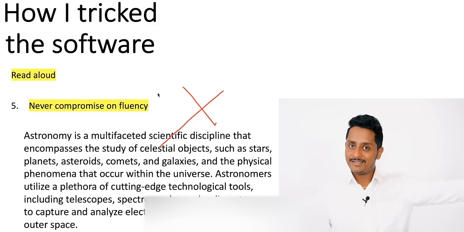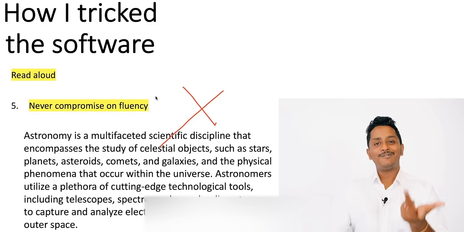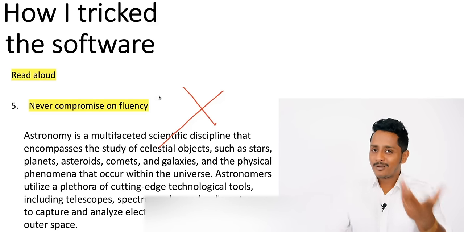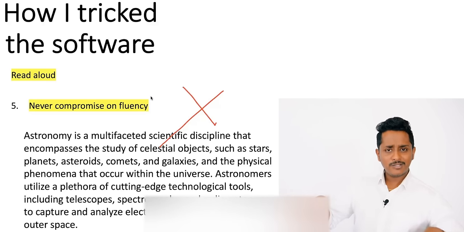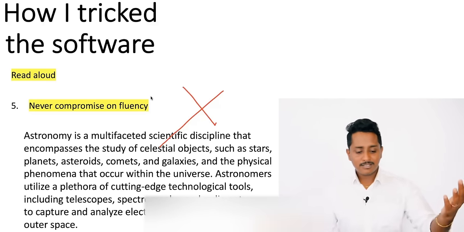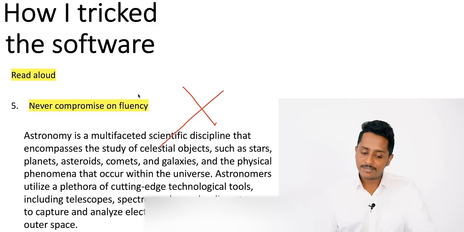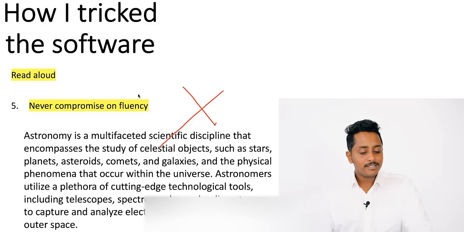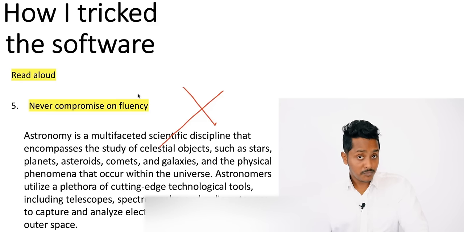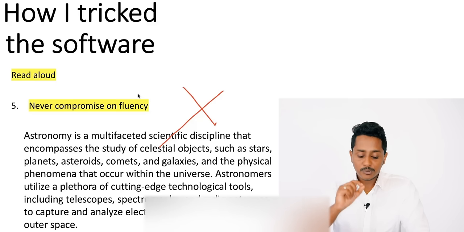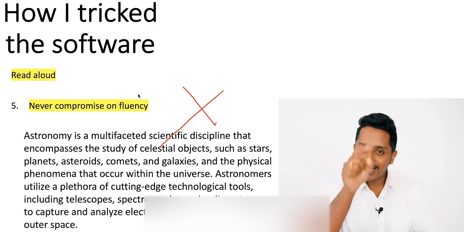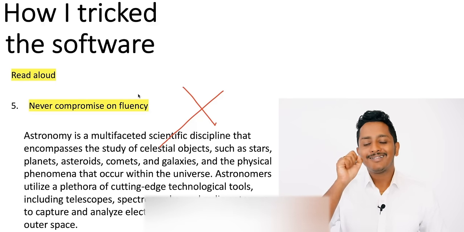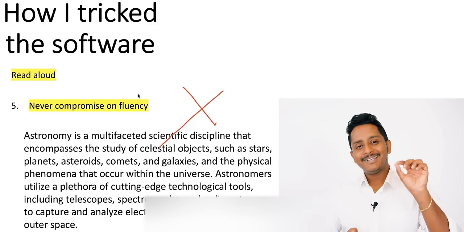Apart from these five things that I talked about, the only way left is to speak naturally. I'm talking to you. Am I giving intonation? Am I giving unwanted pauses? Am I going very fast? Am I going very slow? I'm just going naturally. Astronomy is a multifaceted scientific discipline that encompasses the study of celestial objects, comets and galaxies, and physical phenomena that occur within the universe. Astronomers utilize a plethora of cutting-edge technological tools, including telescopes, spectrographs, and... See the rhythm? That rhythm should be there. Then the software. Software wants that rhythm.